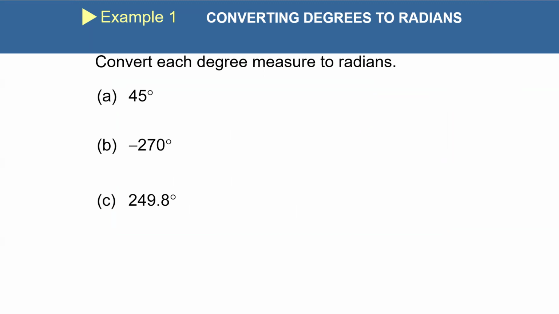So I'm going D to R. Does that make sense? So we're going to multiply by what? Pi over 180. We're going from D to R. Now, you can do it without a calculator. If you are using a calculator, you do not put pi in the calculator. Pi does not go in the calculator. Got it?